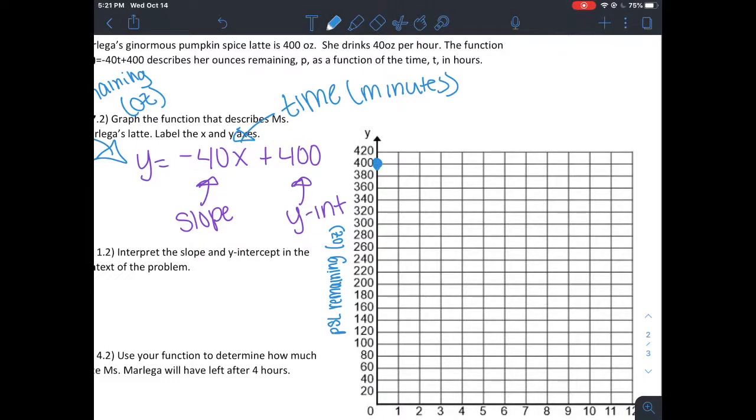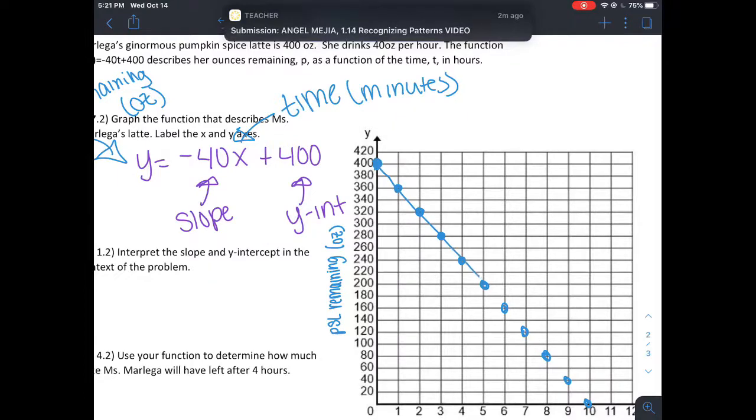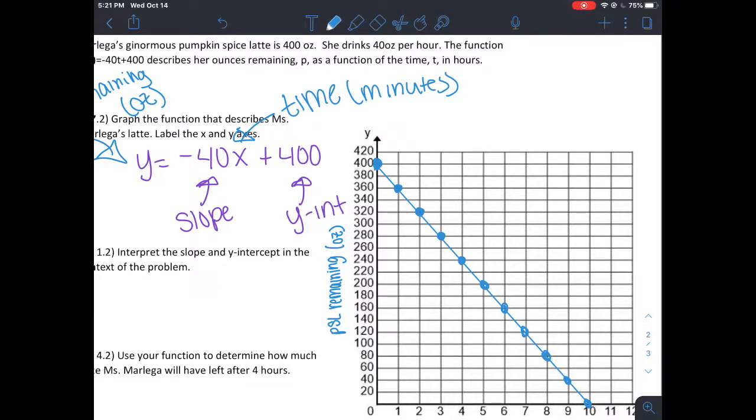Okay, so then I'll graph my y-intercept, which was 400. That's where I'm gonna start. My slope is -40, so I'm going down 40 and over 1. My graph is scaled by 20s, so I'm actually gonna go down 40, over 1, down 40, over 1, and so on and so forth until I reach the bottom. And then I will connect those points together to make a line.